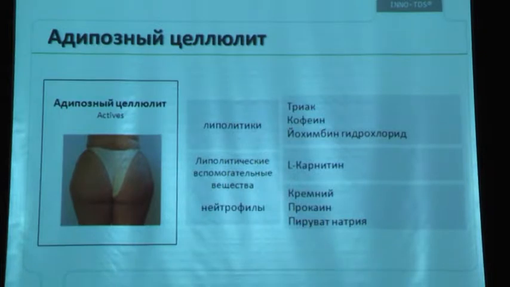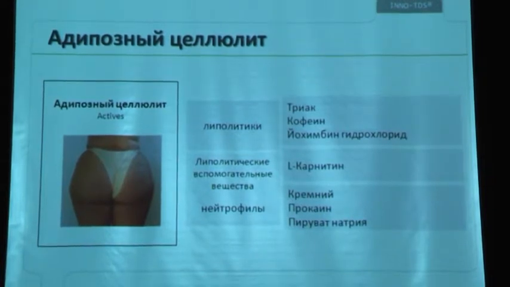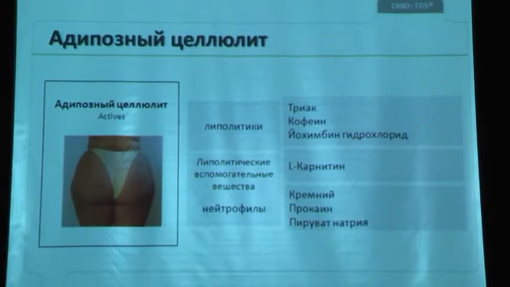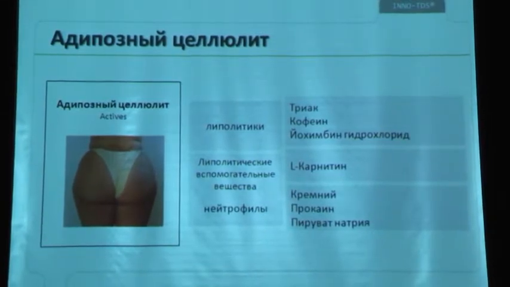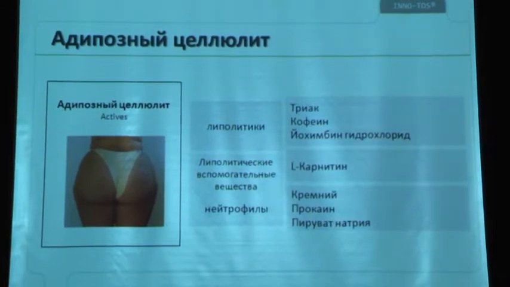Next, we have to distinguish different kinds of cellulitis. The first one that we call adipose cellulitis. With this adipose cellulitis, we need to use lipolytics, like the caffeine that we were saying before, coadjuvants like the L-carnitine, and eutrophics like the silicium.